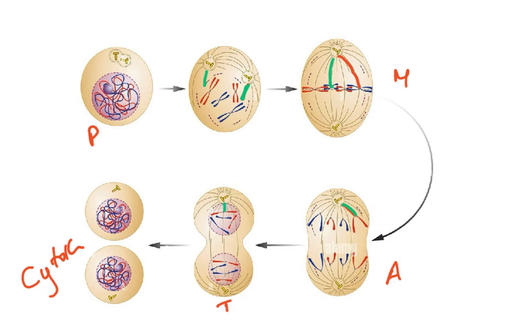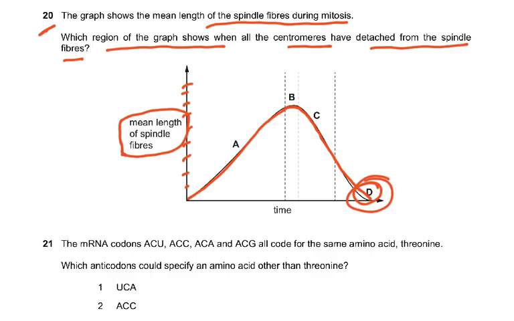Now let's look at the question again. Pause the video here and have a look at this and try to understand it. We're talking about the length of the spindle fibers. Let's look at the question again. The graph shows the mean length of the spindle fibers during mitosis. Which region of the graph shows when all the centromeres have detached from the spindle fibers? So first it has to increase, as you can see here, and then it has to decrease, and this is the point when it has detached from it.